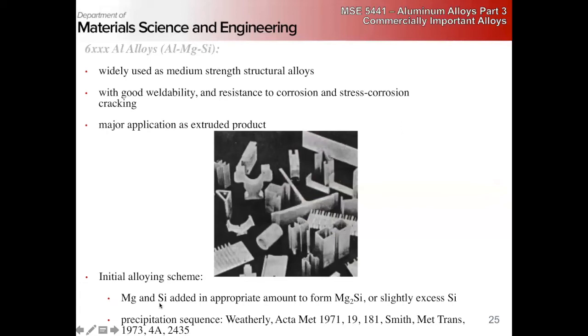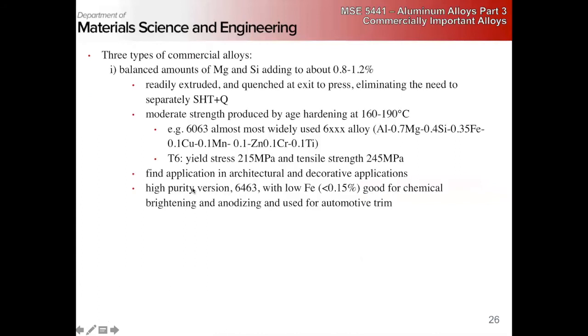Right. Magnesium and silicon were added to aluminum to form Mg2Si, or a slight excess in Si, and the precipitation sequence goes back to the work discovered in the 70s, right? 6063 is the most common alloy.